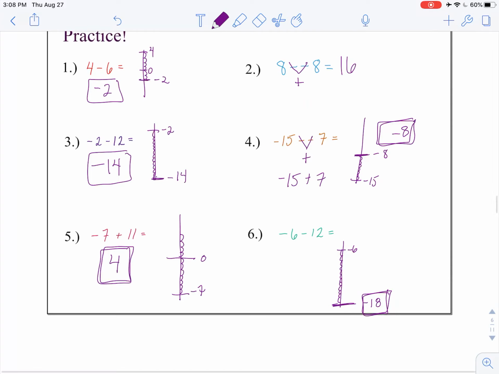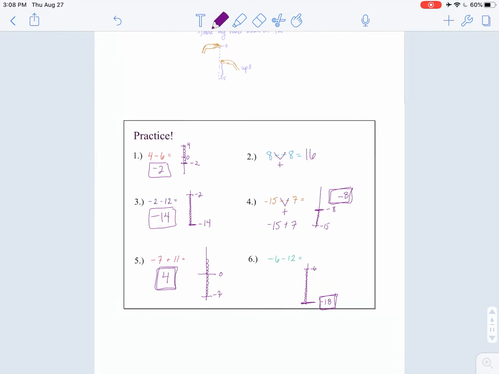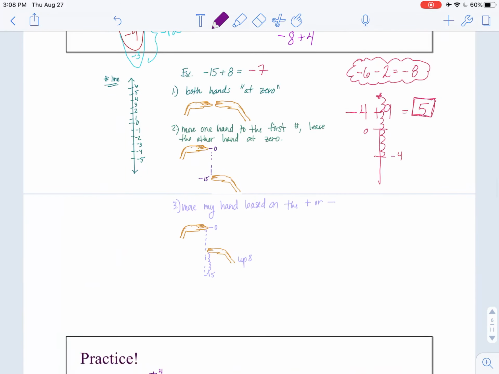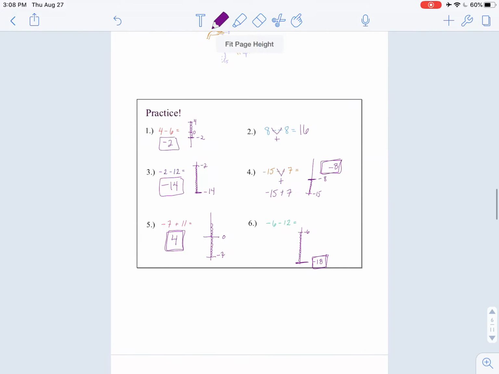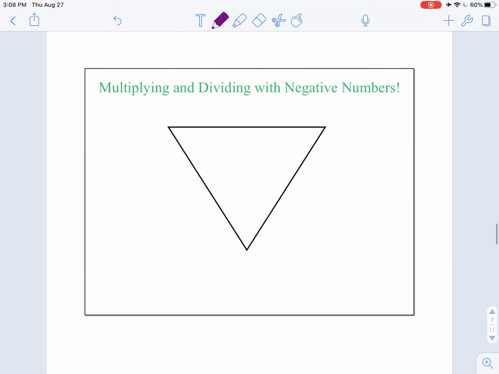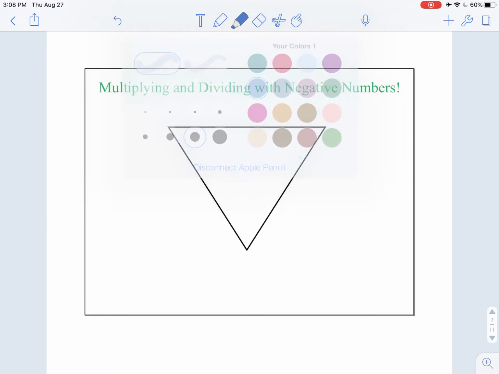So hopefully that helps you start to visualize and at least review adding and subtracting with negative numbers, because we're not going to be going through that again here in 8th grade. This is your one-time chance to practice. Hopefully you use my beautiful hand method that I was able to draw for you to help you visualize adding and subtracting.